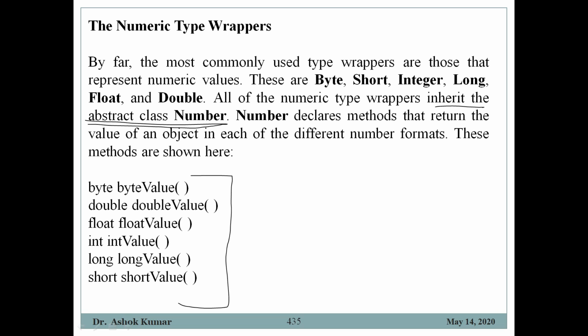These are byteValue: if the object is of byte type, then you will use byteValue to retrieve its value. If the object is of wrapper class Double, then you can use doubleValue to retrieve its value, and so on. Depending upon the type of the object, you can use the corresponding method to retrieve the fundamental data type from the object, or you can say that you can unwrap the fundamental data type using these methods.